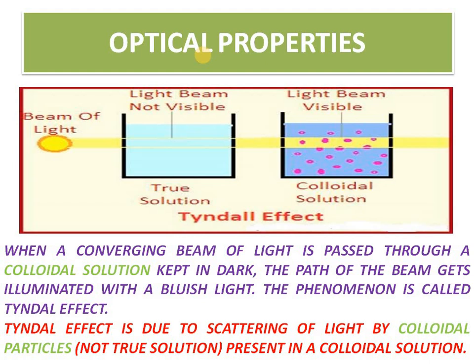When a converging beam of light is passed through a colloidal solution kept in the dark, with the light put on the solution at an angle of 90 degrees, we can observe the scattering of light by colloidal particles. The path of the beam gets illuminated with bluish light. The phenomenon is called the Tyndall effect. Tyndall effect, this easy way also we can write: it is due to scattering of light by the colloidal particles present in a colloidal solution. Please note that this Tyndall effect will not be shown by a true solution. Only a colloidal solution will show the Tyndall effect.